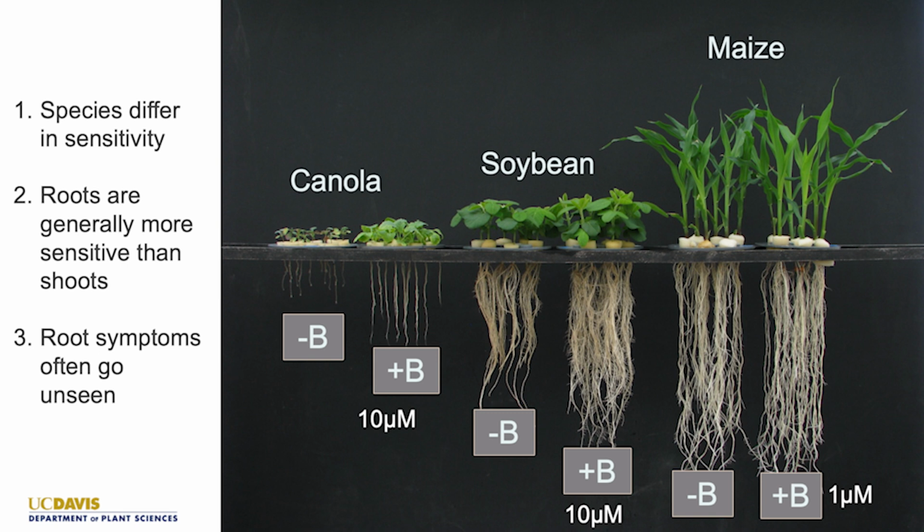And in maize, you almost see no effects at all. There are slight effects on root growth there. What this illustrates is the great difference in sensitivity of different species to boron deficiency. It also illustrates that roots are generally the most sensitive tissue. And as a consequence, we very often don't see the first signs of boron deficiency. They're reflected only in the poor vigor and the poor success of the crop.